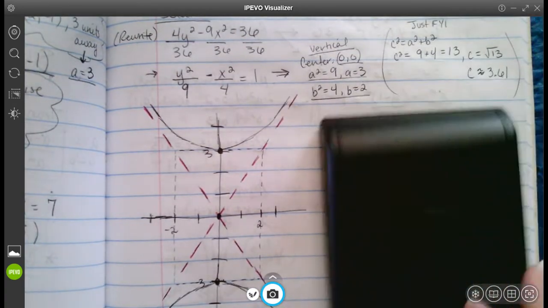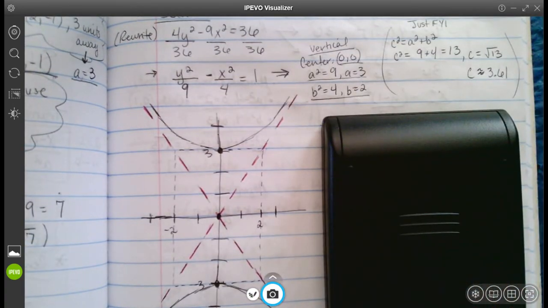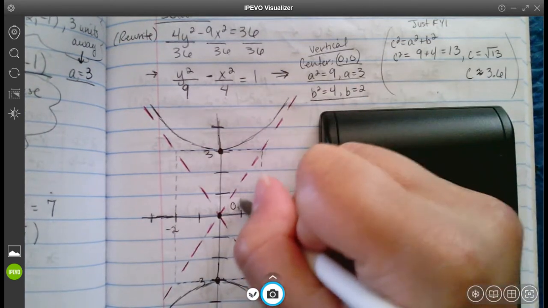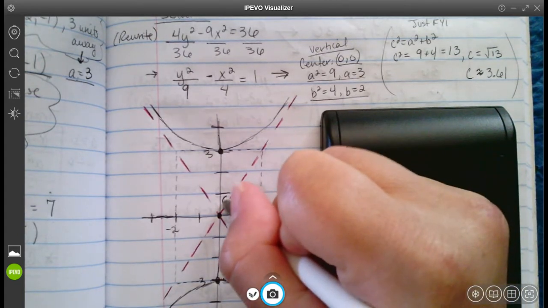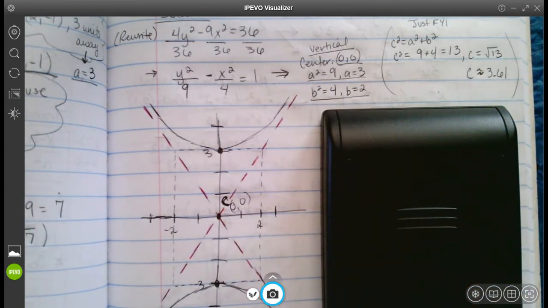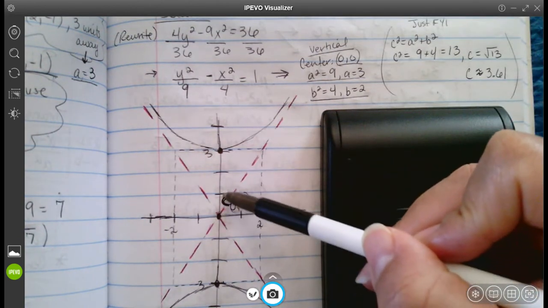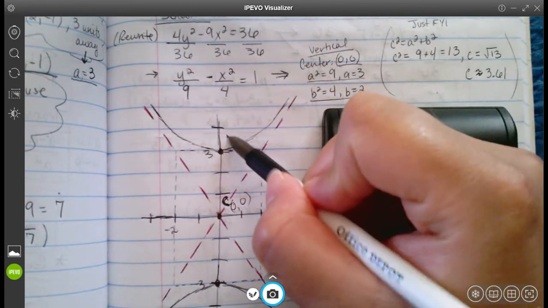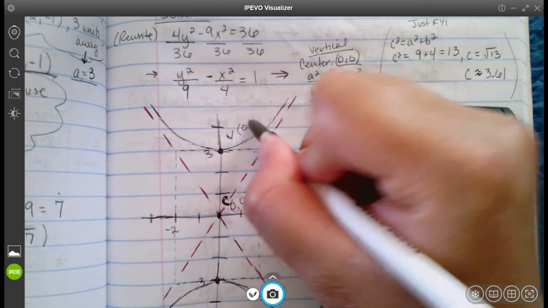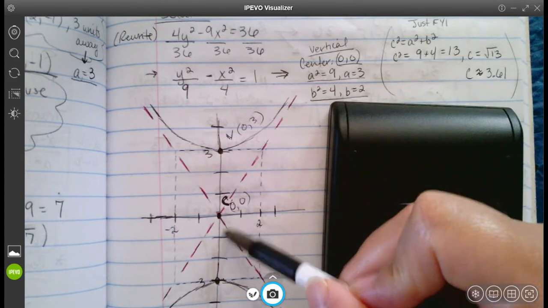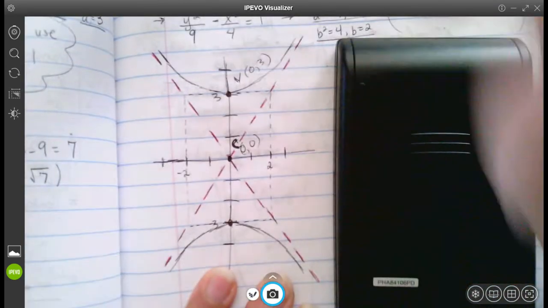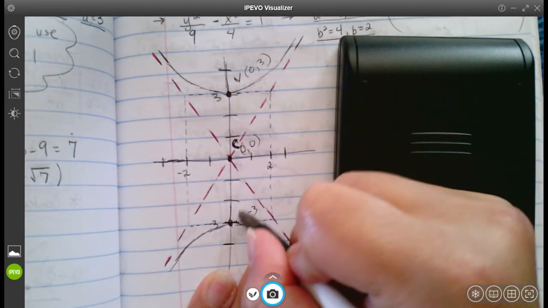So here it is. You will notice that I have my center here at (0, 0). I should label that with a C, center. Since this is a vertical hyperbola and my transverse axis is 3, from here I went up 3: 1, 2, 3, and there is one vertex at (0, 3). Then I went down 3: 1, 2, 3, and there's my second vertex at (0, -3).